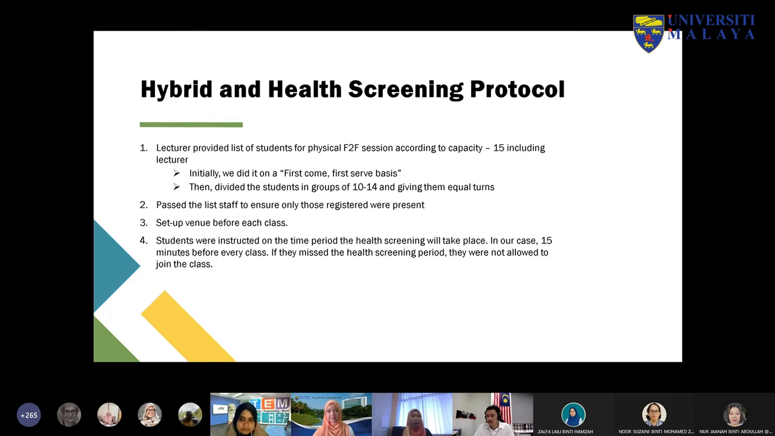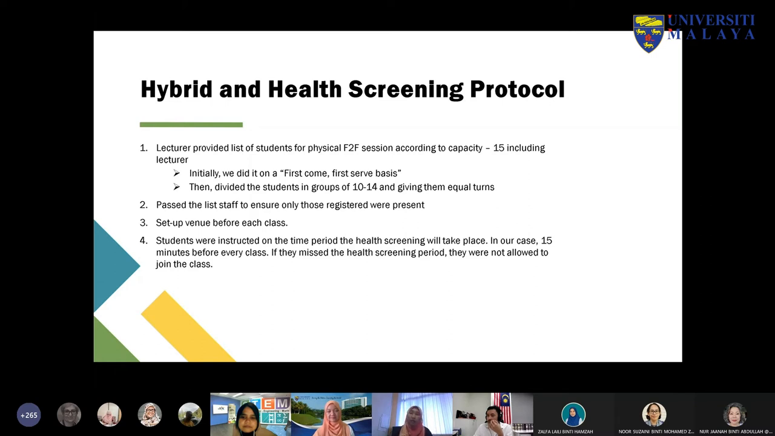But then we were asked about equality, which is true. How do you ensure equality of the physical attendance for the students? First come, first served, and that's only 14 slots. Our average class is about 70 to 80, so many students might be missing out. It's always the same students who are very fast in responding to the WhatsApp group, and you see the same names every time.